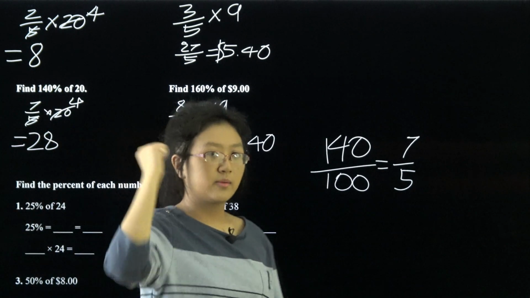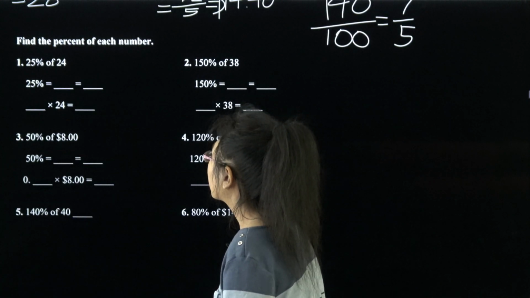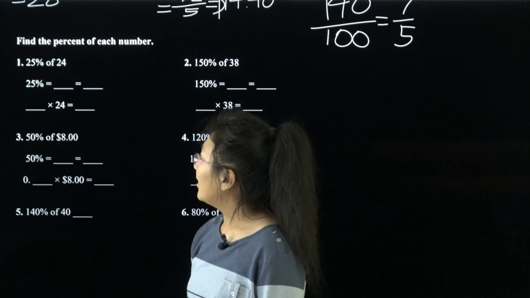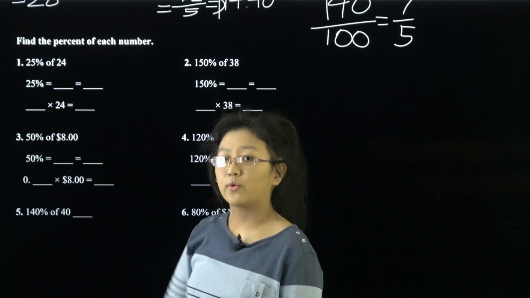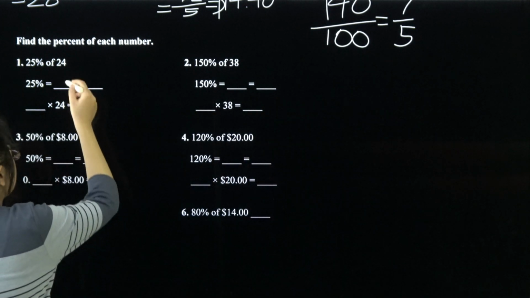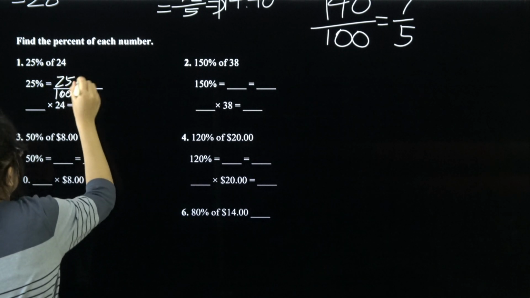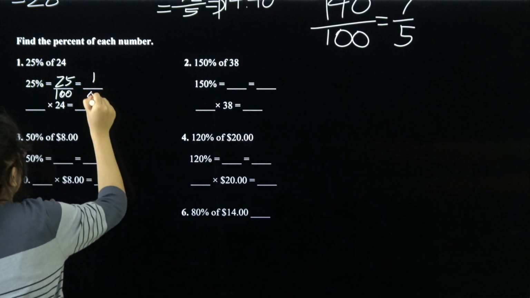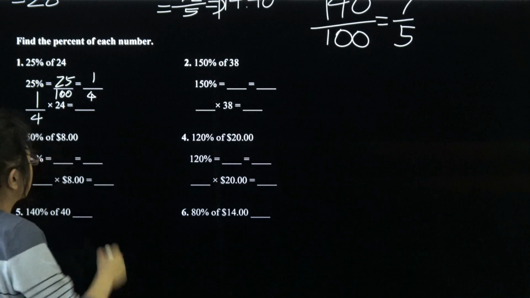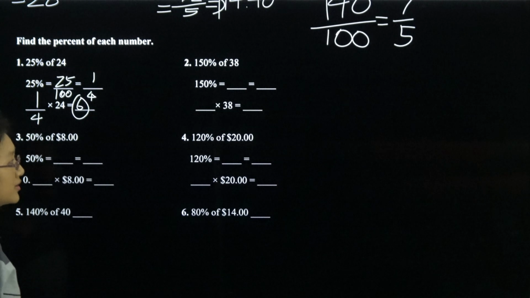Well, let's do some more practice problems down here. Find the percent of each number. Well, 25% of 24. 25% is equal to 25 over 100, which is equal to 1 over 4. 1 over 4 times 24 is equal to 6. So 25% of 24 is 6.